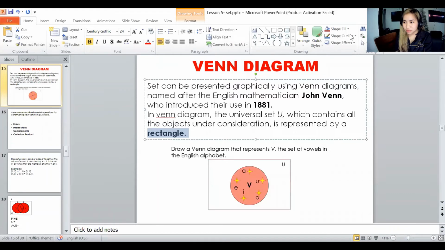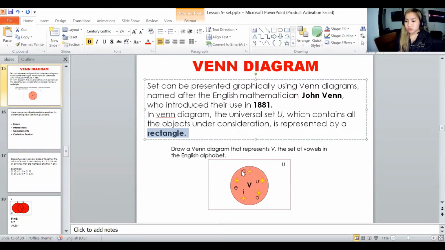Lahat po ng elements na nasa loob ng rectangle is elements ni universal. Ayan. So, draw a Venn diagram that represent V, the set of vowels in the English alphabet. So, yung set po natin is nire-represent natin or nilalagyan natin ng name using capital letter. So, let V be the set of vowels in the English alphabet. So, yung V po natin, yan po yung set name.